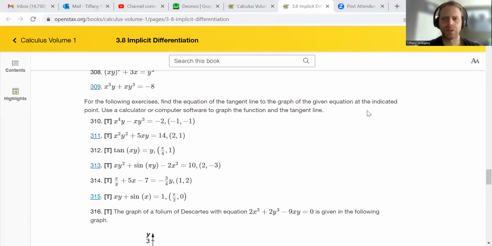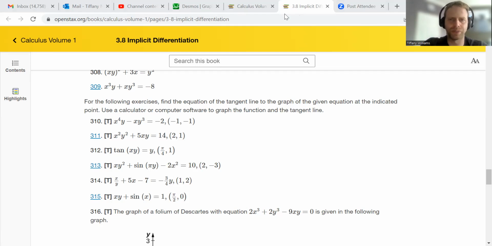All right, so I'd like to do a couple coming up here where not only are we going to find the derivative, but we got to find the equation of the tangent line. So this is going to require not only the expression, but also we need a point on the graph somewhere. So let's take a look at number 311 in exercises section 3.8. It says x squared plus y squared plus 5xy equals 14. And we're going to find the equation of the tangent line at the point (2, 1).